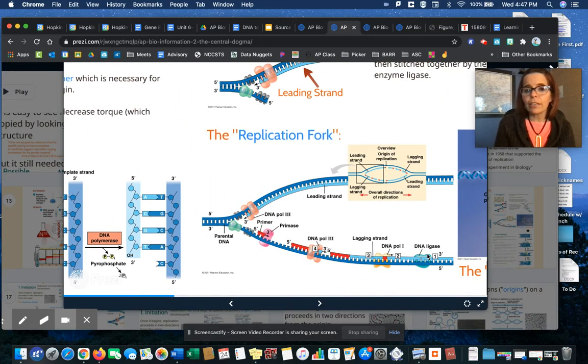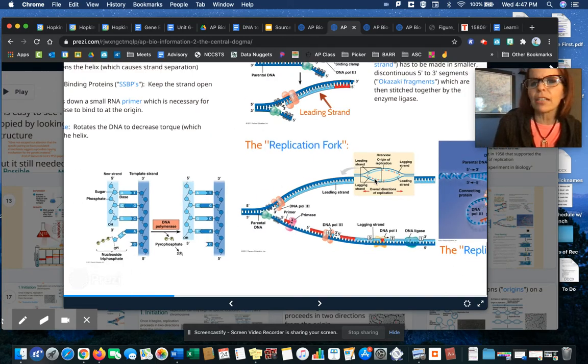And then we learned from the Meselson-Stahl experiment that the way that it's being made is called semi-conservative, which just means that you have an original DNA molecule, it splits, and then each side is copied. So you have an original side and you have a new side, and that's the semi-conservative model.